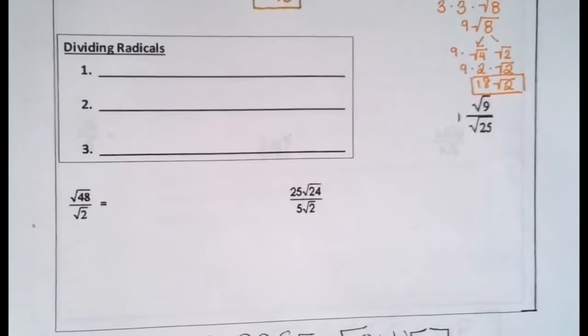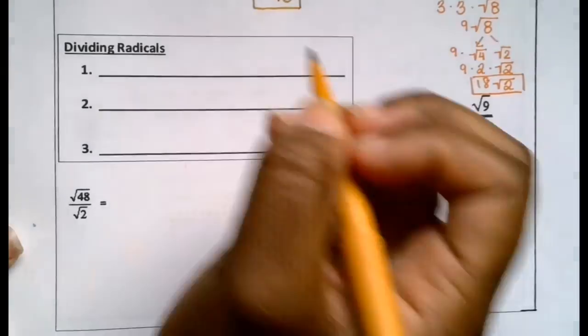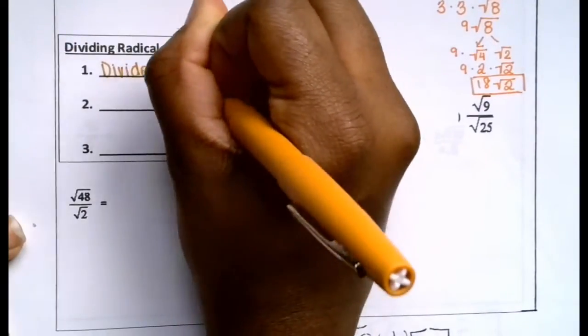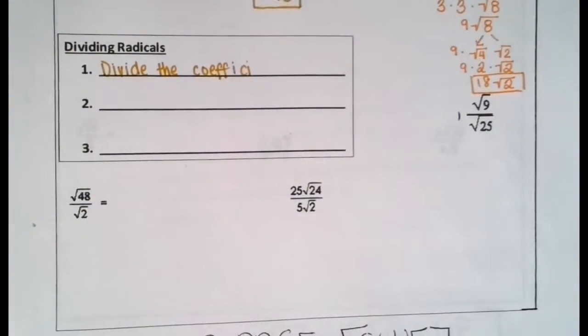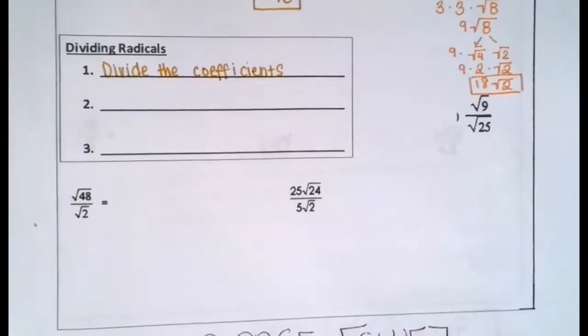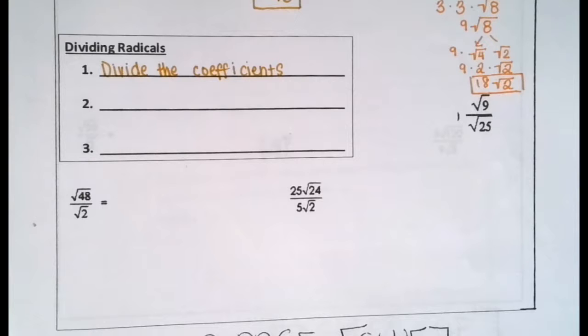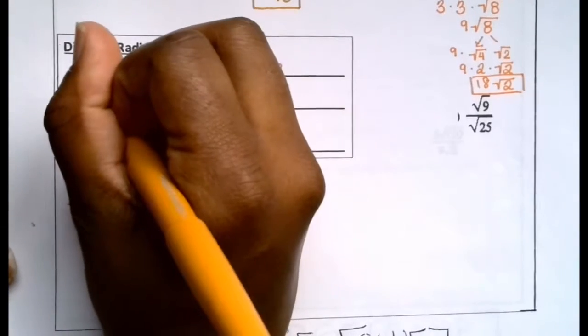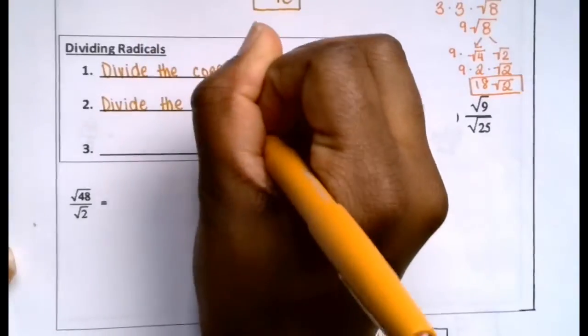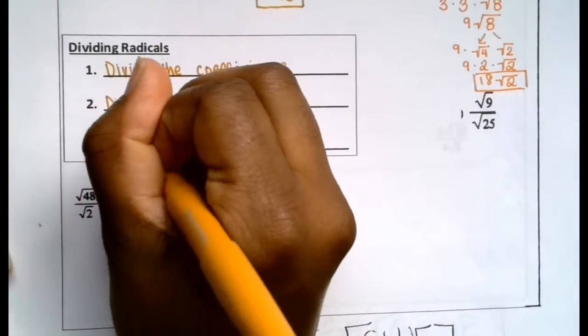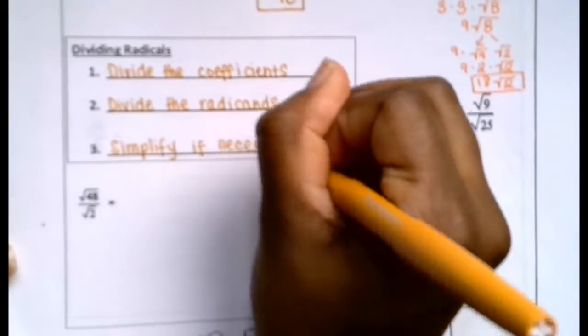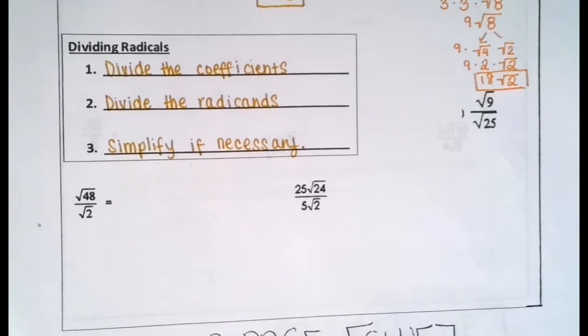Alright, so let's move on to our examples for dividing radicals. The first thing that you will need to do is to divide your coefficients if they are given. Step 2 is to divide your radicands, and step 3 is to simplify if necessary. Please go ahead and make sure that your notes look exactly like my notes.